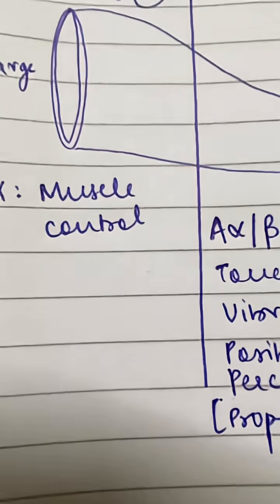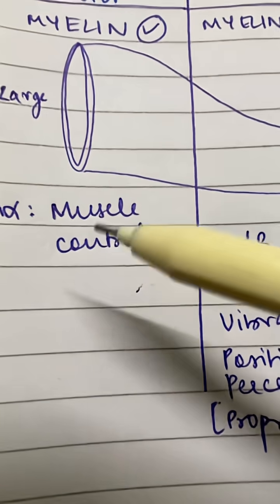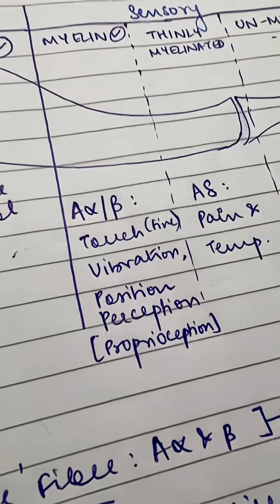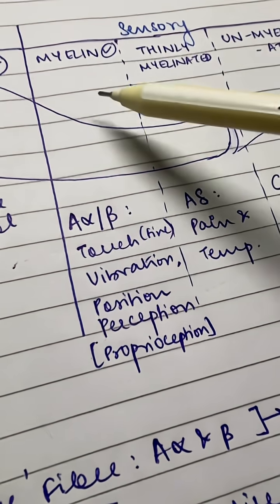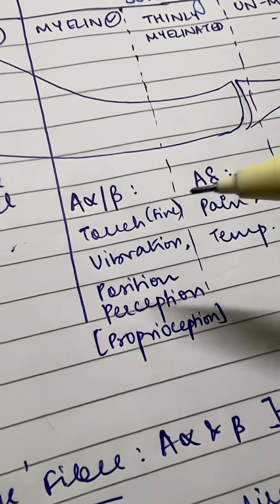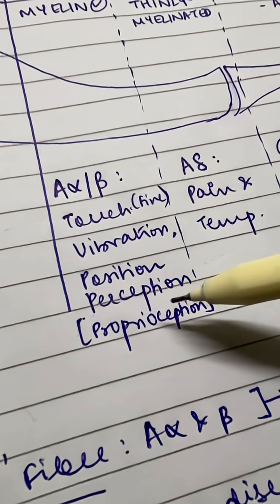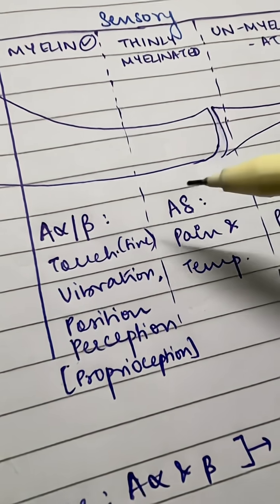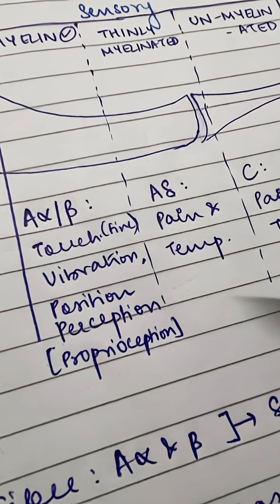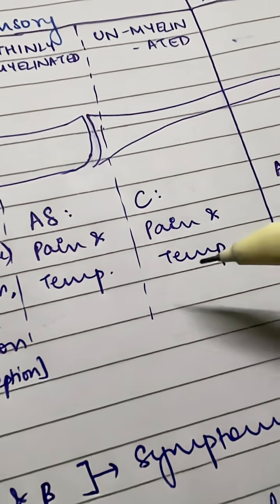So the largest ones are myelinated. They're known as the A alpha nerves that are used for muscle control. They supply the muscles. As you come here, you go into the sensory nerves. So you have the first myelinated ones, which is usually A beta, which transmits sensations of fine touch, vibration, and proprioception. Then you have thinly myelinated A delta fibers, which are used for pain and temperature transmission, as well as unmyelinated C fibers, which are also used for pain and temperature.